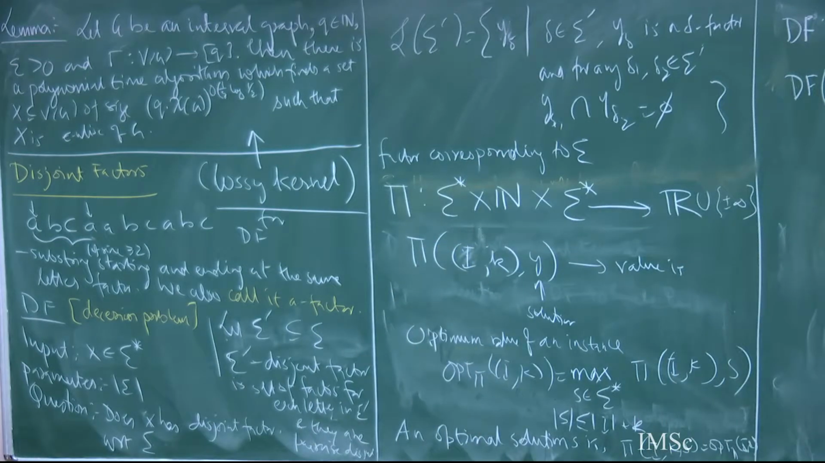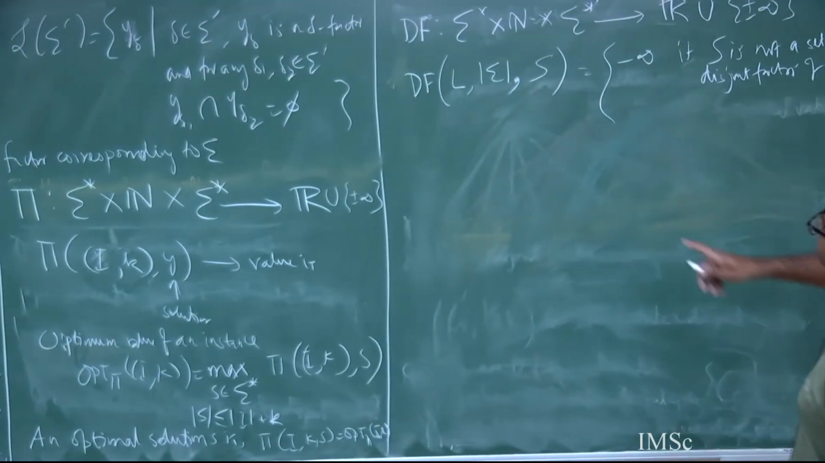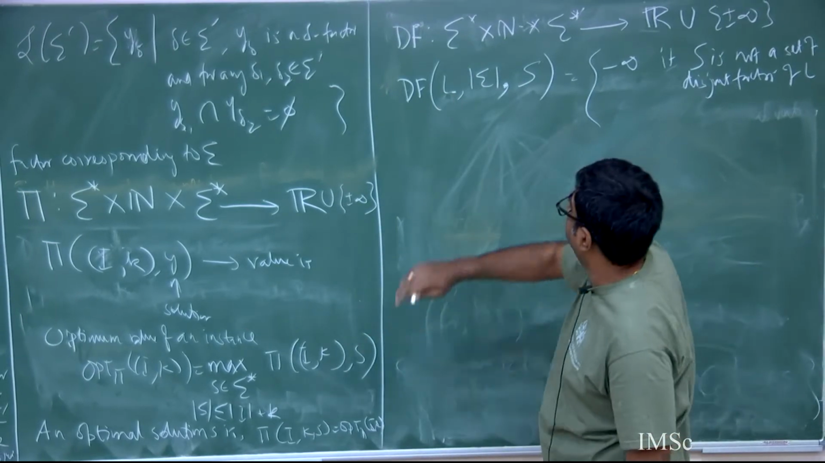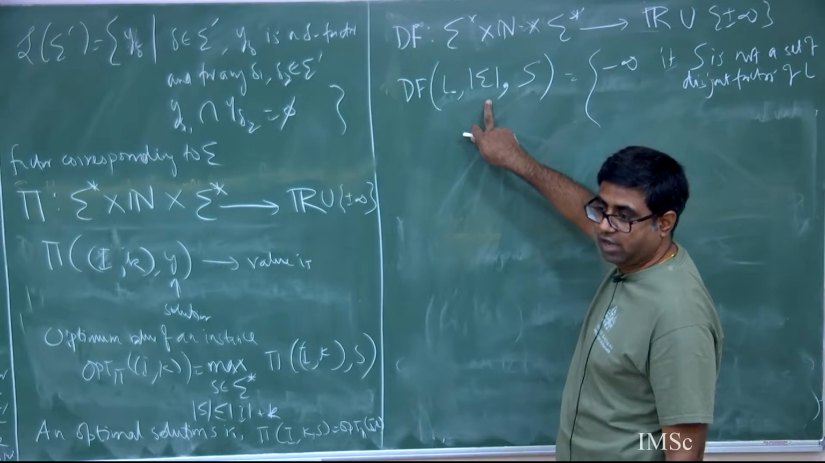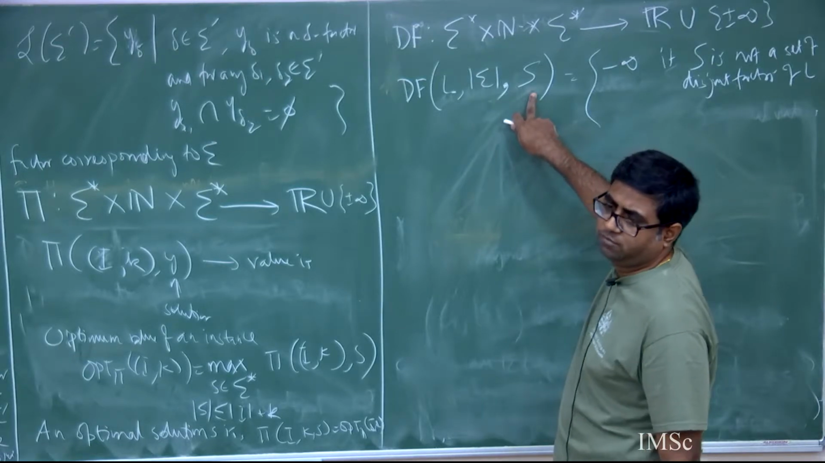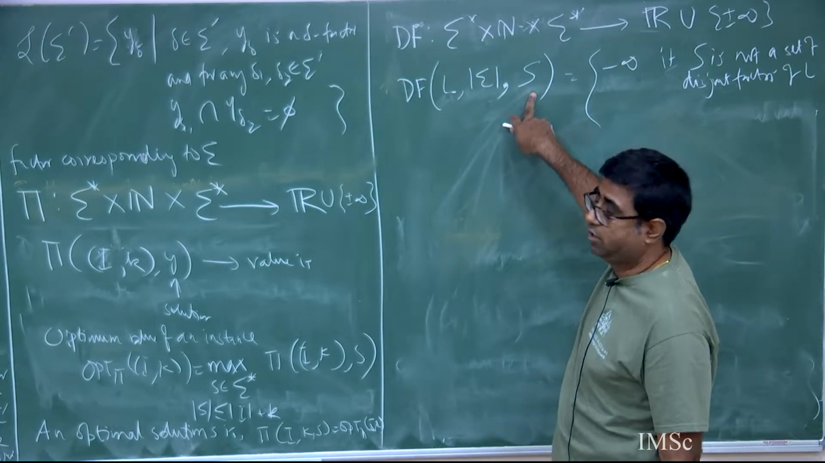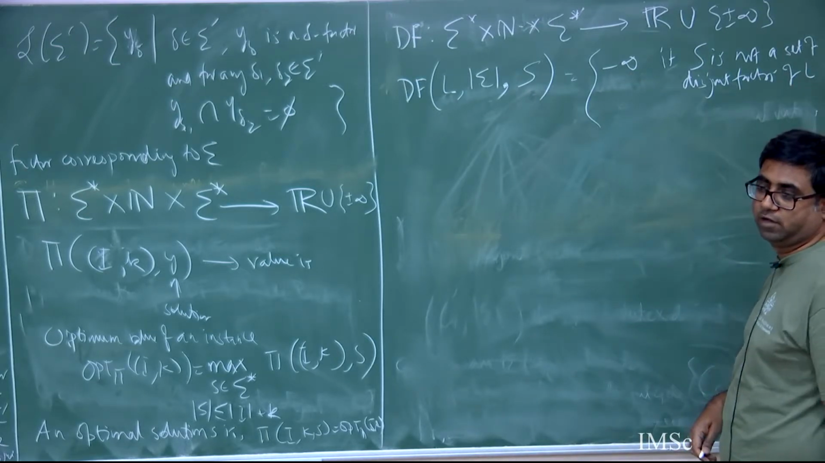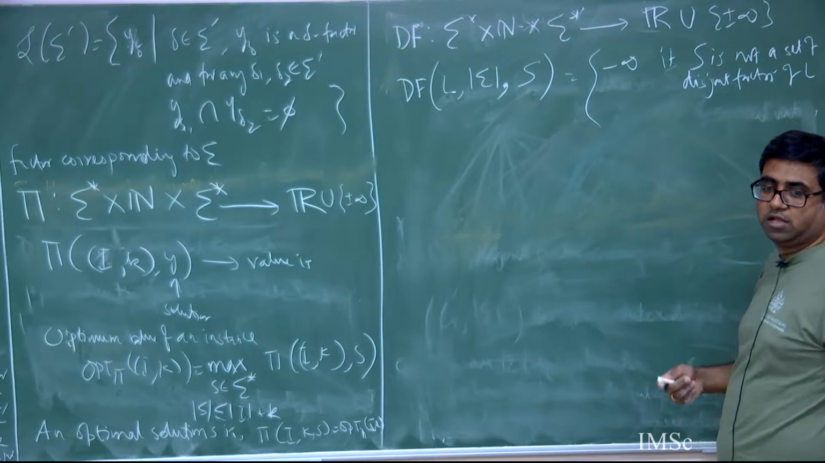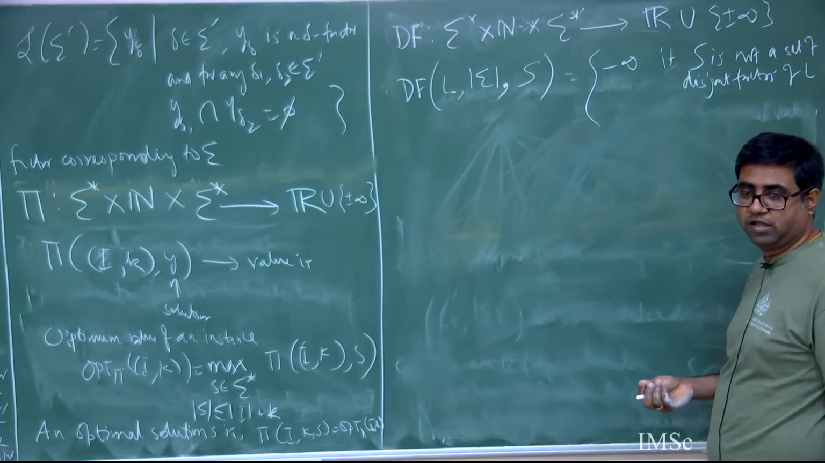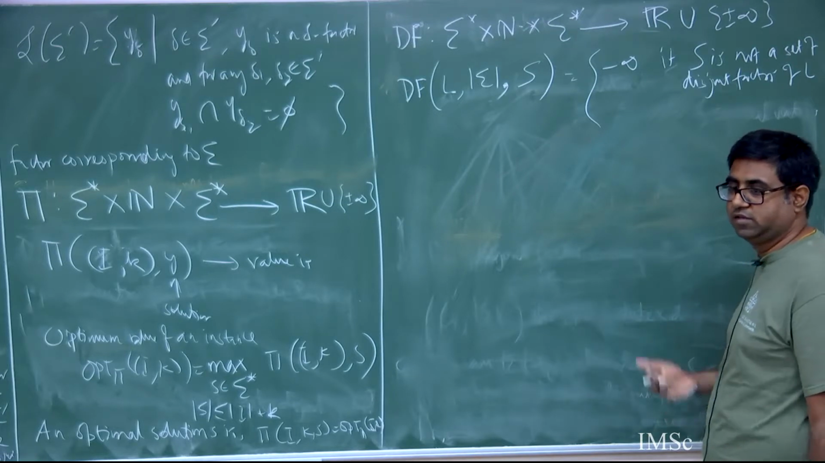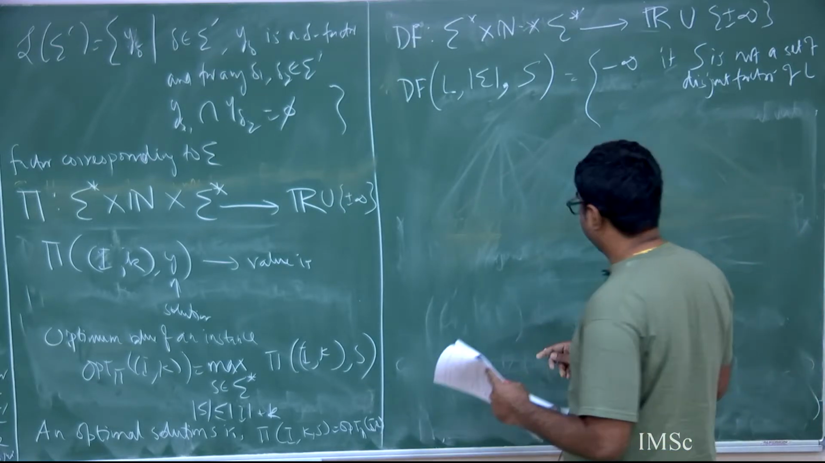Okay. So now what is this function? It takes my string, the parameter is the size of the alphabet, and here is the size of some set of substrings. It is minus infinity if S is not a set of disjoint factors of L. I mean, they are overlapping, or their first letter and last letter do not match, it could be anything. If it is malformed in whatever sense, then this is minus infinity, else what do you return?